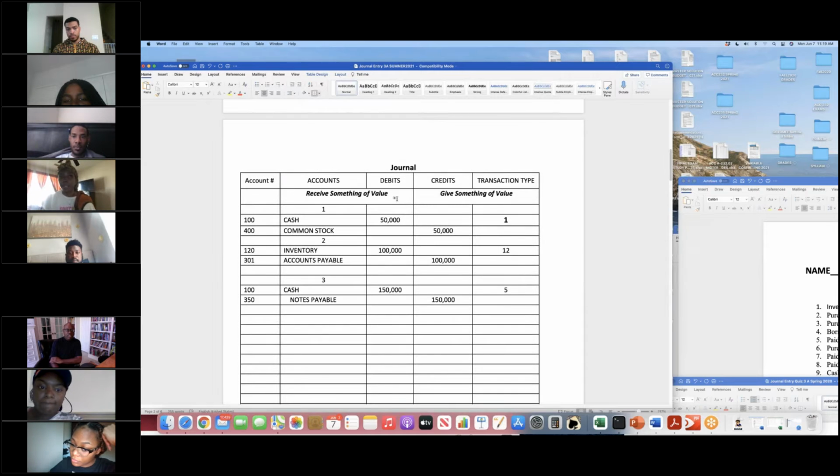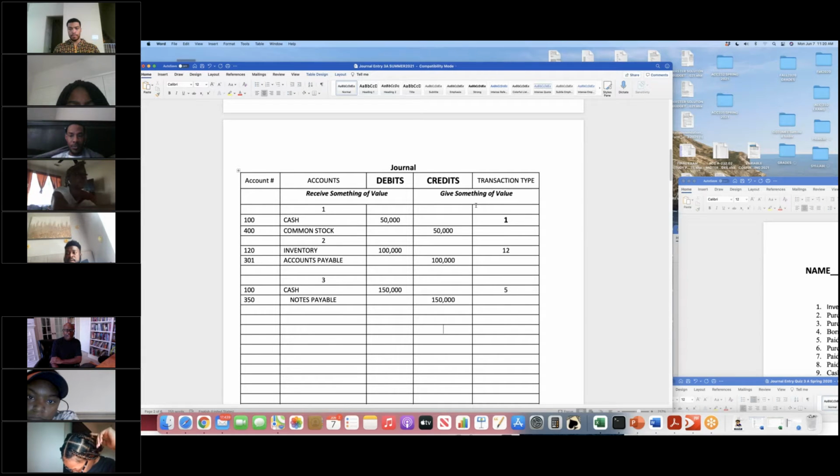A good question. Debits, credits, the credit side of the journal entry. If it's on the debit side in the journal entry, it goes on the debit side in the account. If it's on the credit side, it goes on the credit side. But aren't they on both sides?